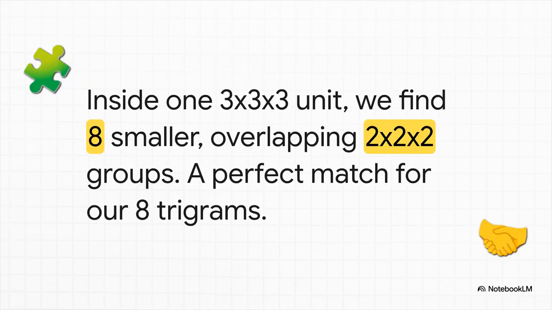Now, for the final amazing parallel. You remember how we found 8 overlapping units inside that big 5 by 5 by 5 grid? Well, we apply the exact same logic one more time. We look inside just one of those 3 by 3 by 3 units, and we find 8 smaller, overlapping 2 by 2 by 2 groups, one anchored to each corner. And how many trigrams did we just get from our word? 8. The structure of the cube perfectly mirrors the structure of the word.